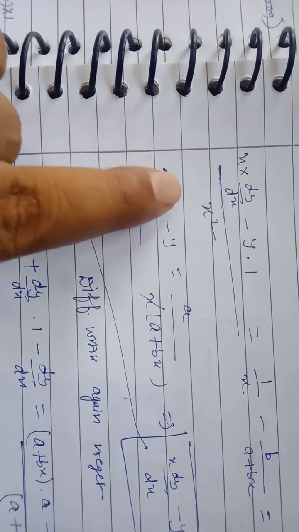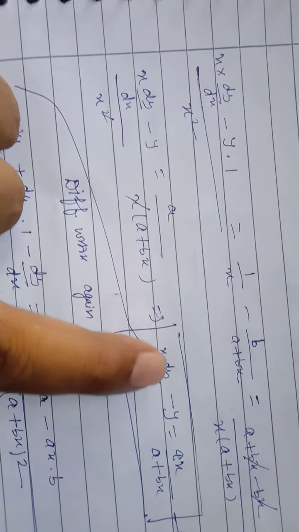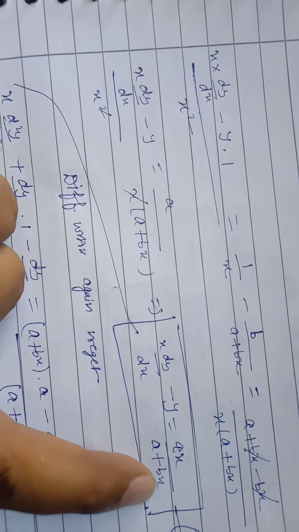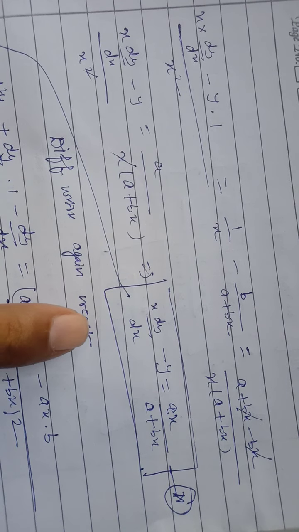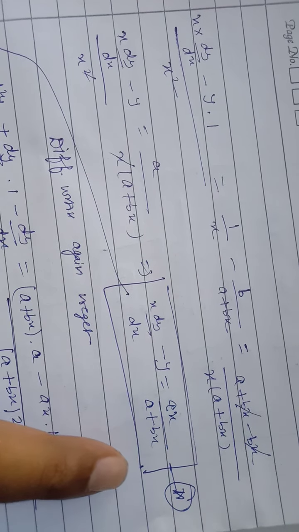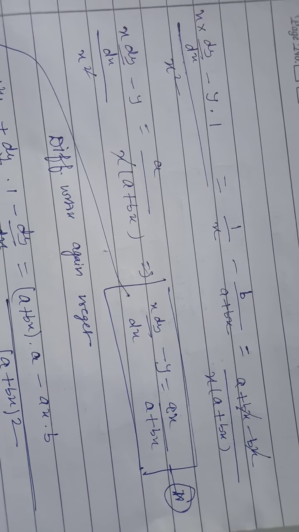So this will become x dy by dx minus y is equal to ax upon a plus bx. This is the really most important point. This will make us able to solve the problem.